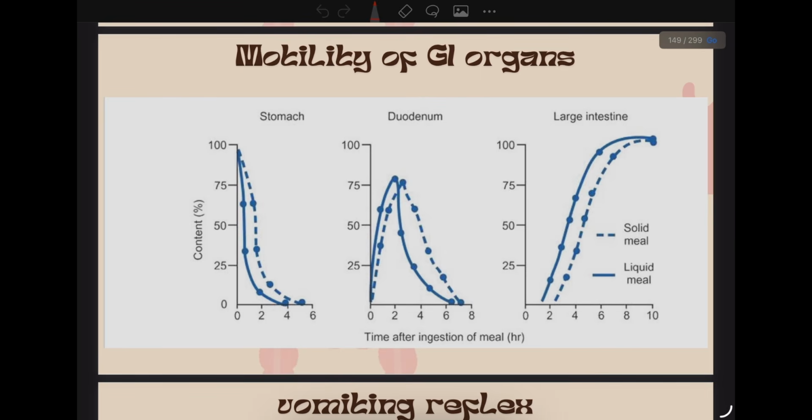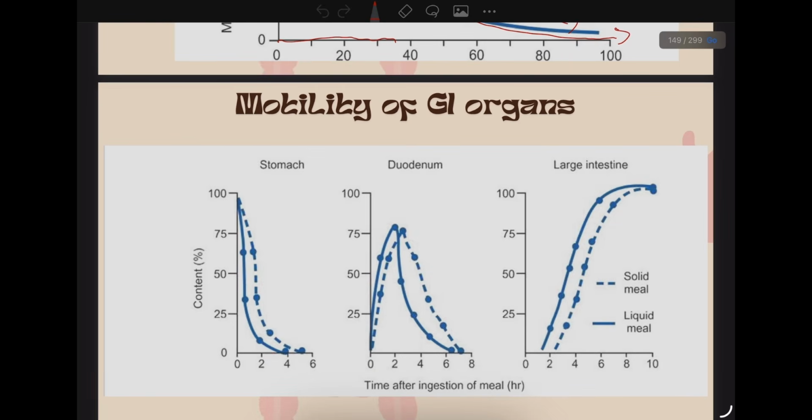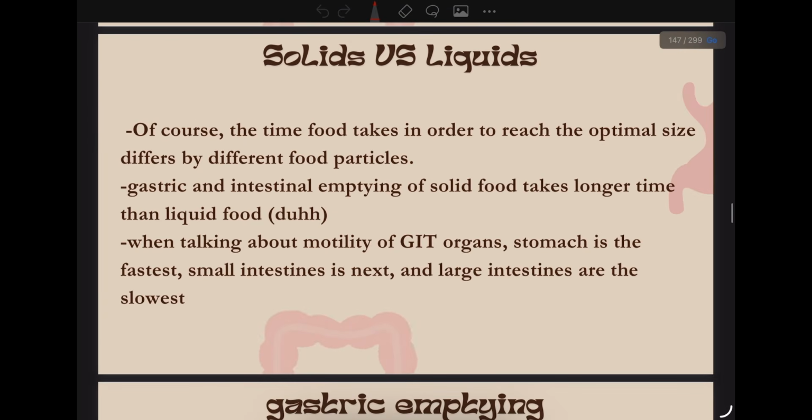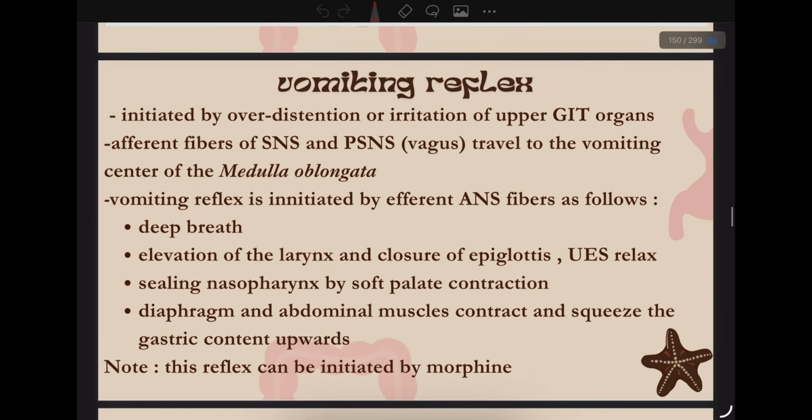You can see it's either stomach, duodenum, or large intestines. What I want you to know from this is that the stomach empties the fastest, then the duodenum, and then the large intestines are the slowest to empty. Very easy. Stomach is the fastest, small intestines next, and large intestines are the slowest. So it goes in order. Now for the vomiting reflex.